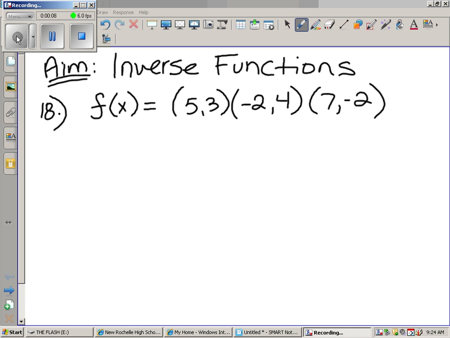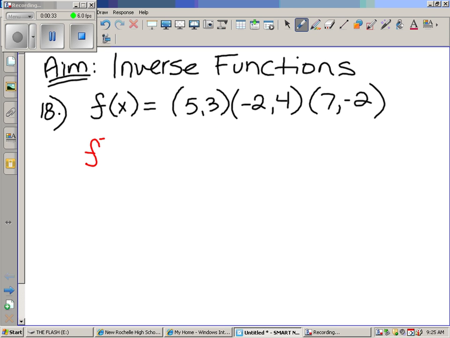All right, inverse functions. Here's an inverse function. We talked a little bit about inverse functions before, right? How do you find the inverse? Does anybody remember? Switch them up. It's the round trip ticket. If the function took 5 and mapped it to 3, the inverse takes 3 and maps it to 5. And here's how you write the inverse.